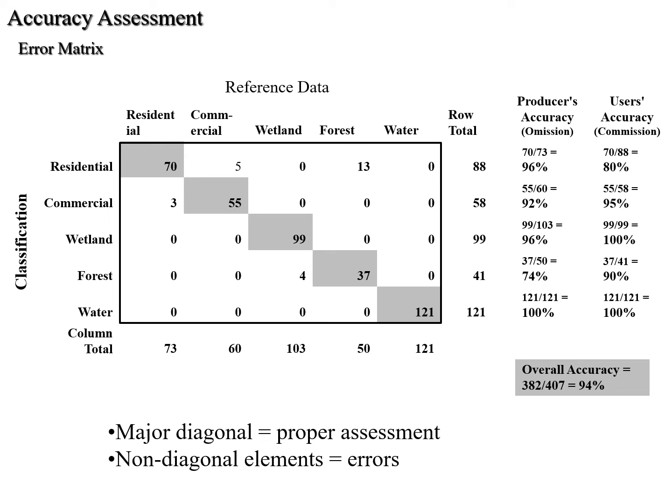Anything that doesn't fall on this diagonal is an error. That is, we have 3 points that were classified as commercial, but the reference data tells us that it's actually, or the remote sensing prediction tells us that it was residential. So that's an error.